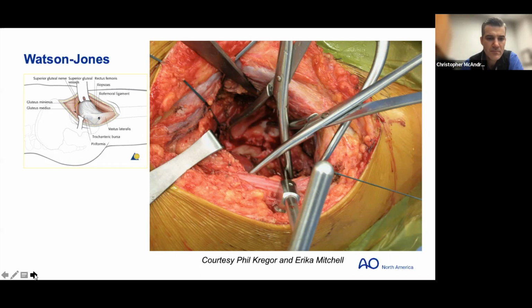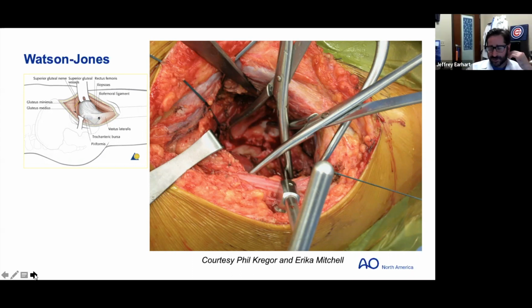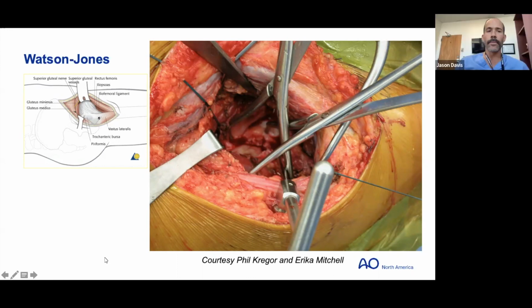Jeff? Yeah, I have no personal experience with the Watson-Jones. For the handful of cases I've had in my time out here, a direct anterior approach and approaching that anterior cortical read has been the most helpful for me. So I can't speak to this approach personally.